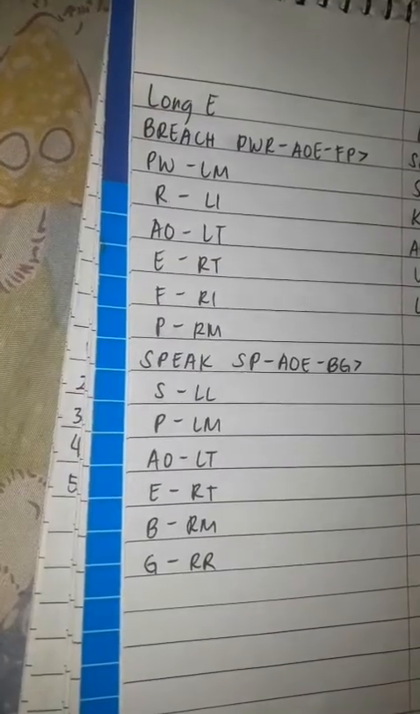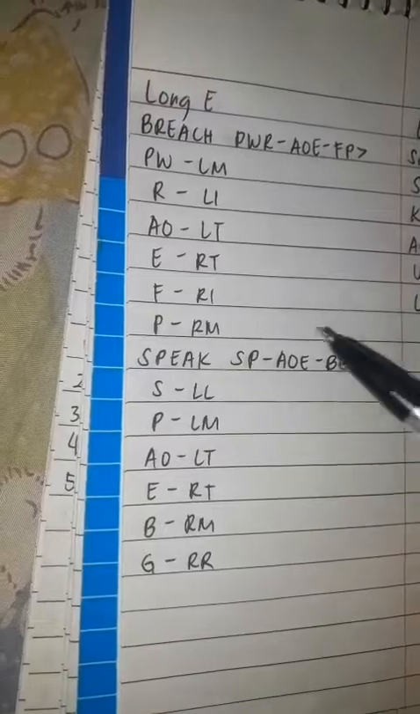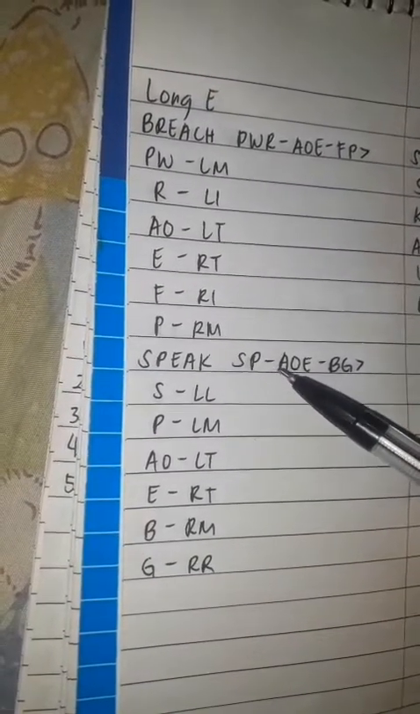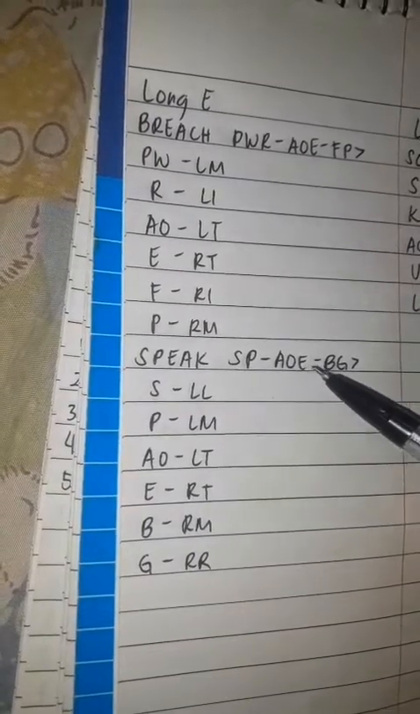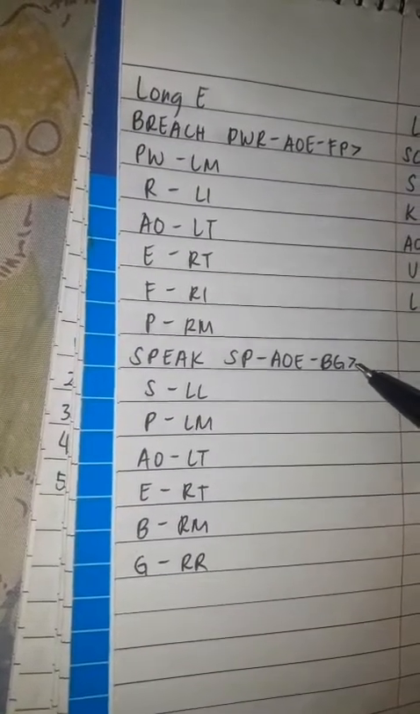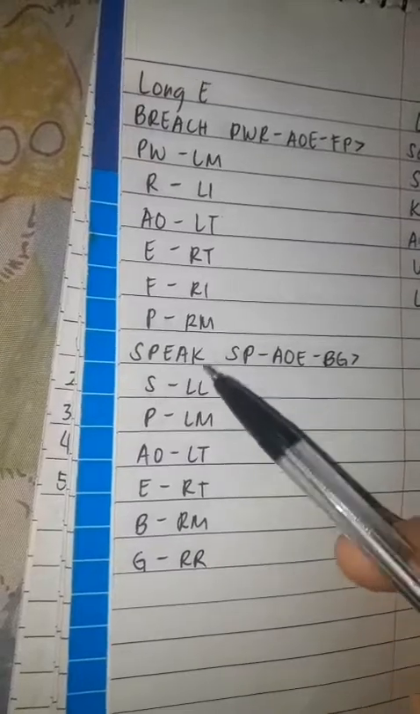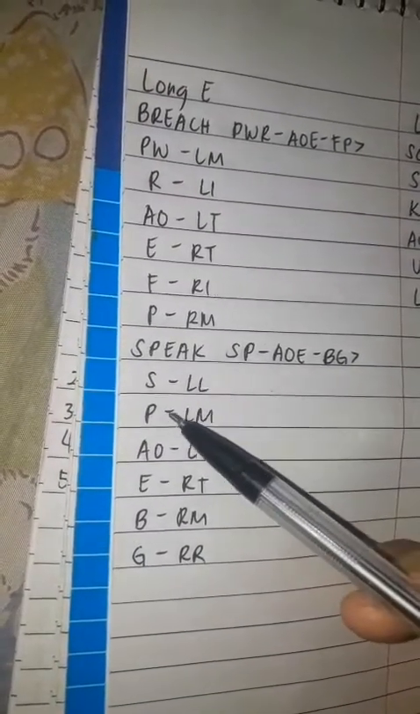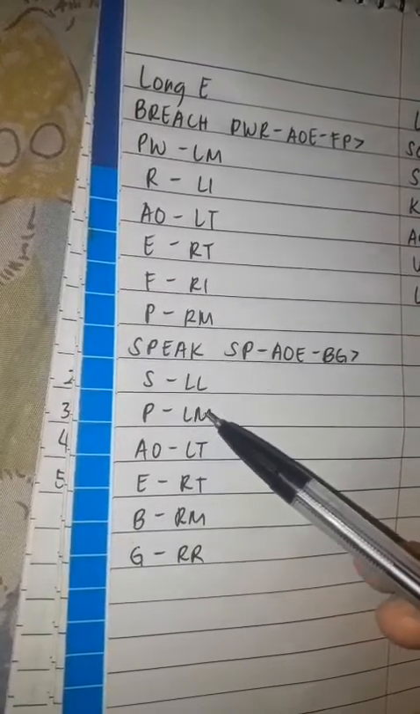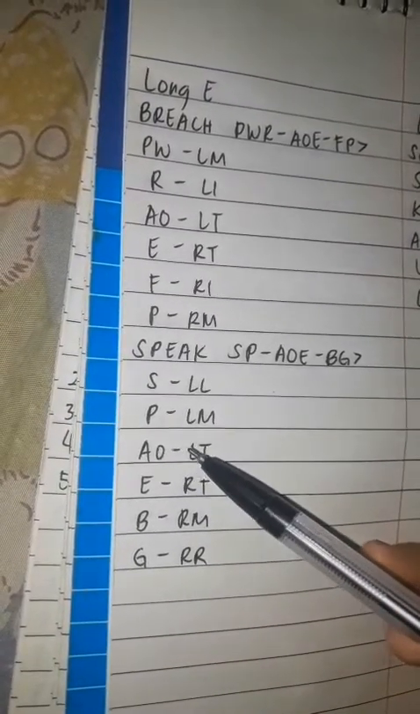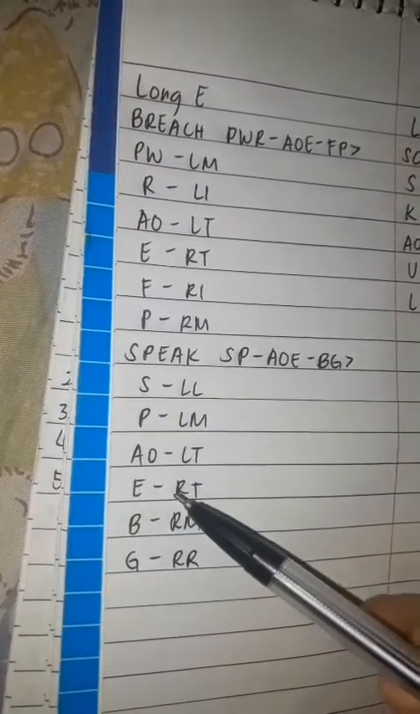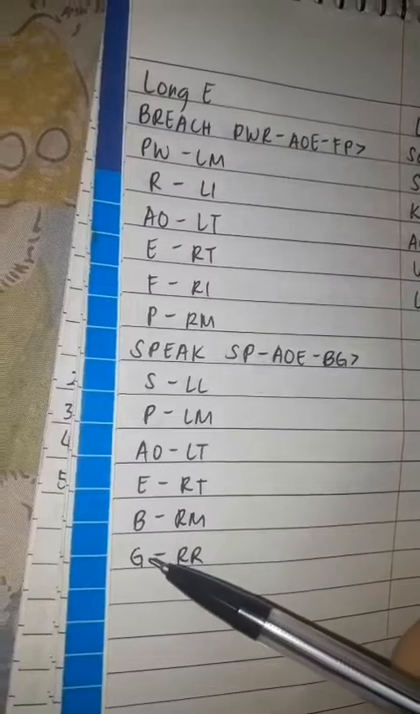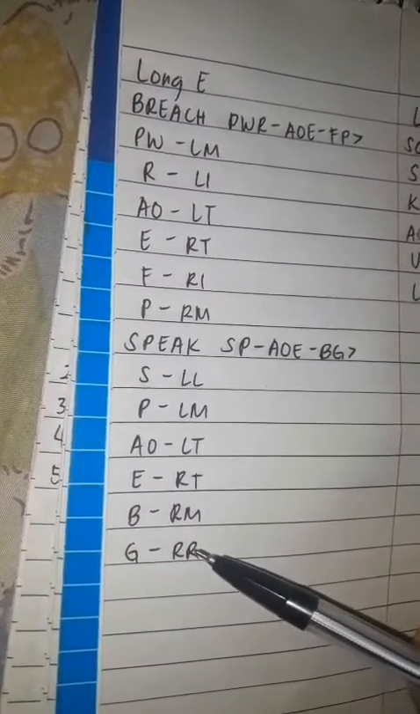So another example, we have the word speak. So the codes are initial letters SP, vowel AOE, ending BG, then release. So the assigned fingers, for S, we have left little. For P, we have left middle. AO, we have left thumb. E, we have right thumb. B, we have right middle. And G, we have right ring.